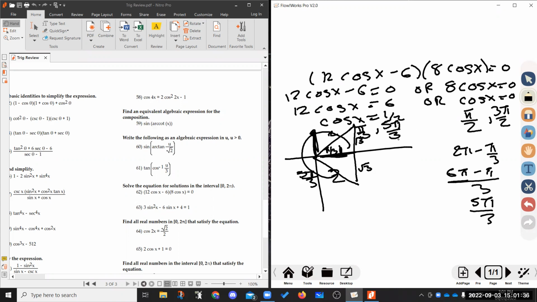Cosine is related to my x value. So if x is 0, I'm at this point 0, 1, or at this point down here is 0, -1. 0, 1 is at pi over 2, 90 degrees. 0, -1 is at 3 pi over 2, or 270 degrees. So those are my answers. My answers from smallest to biggest are pi over 3, pi over 2, 3 pi over 2, 5 pi over 3.